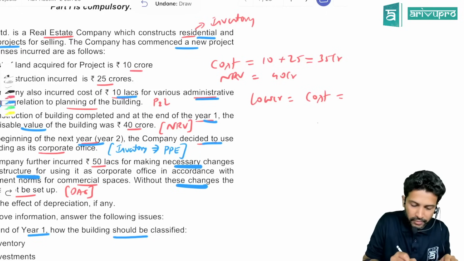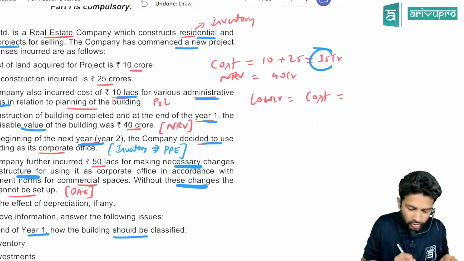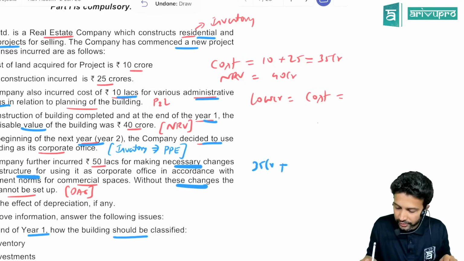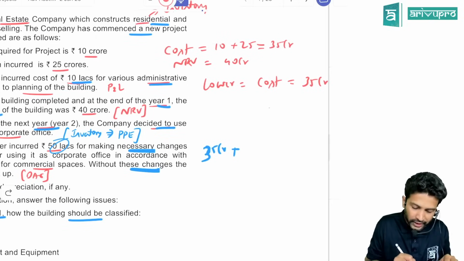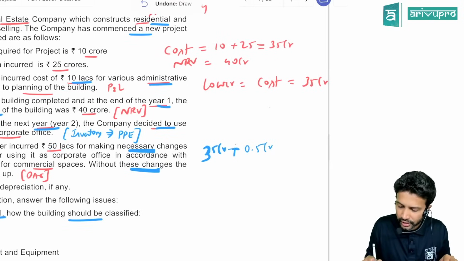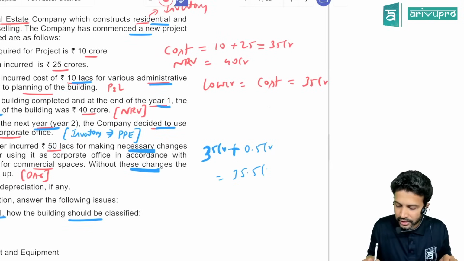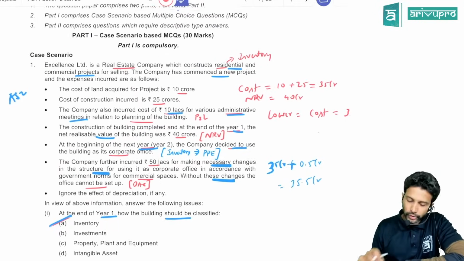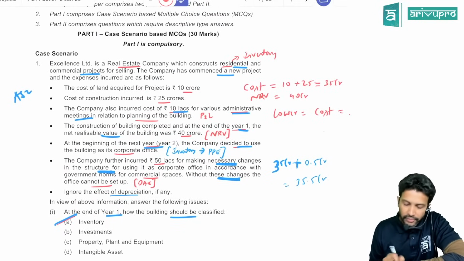The value of PPE will be, what was the cost of inventory, sir? 35 crore plus 50 lakhs or 0.5 crores, can I say? That means the value of PPE will be how much, sir? 35.5 crores for year 2. Ignore the effect of depreciation.